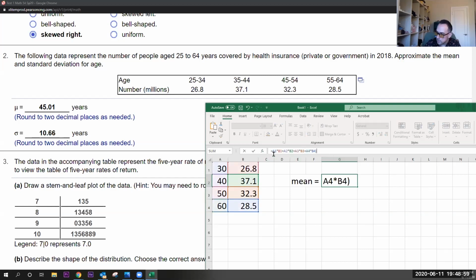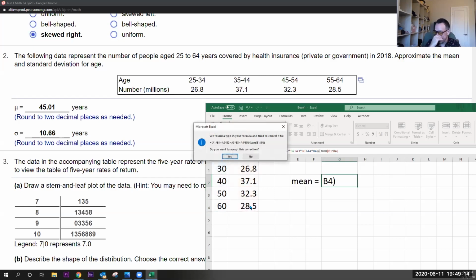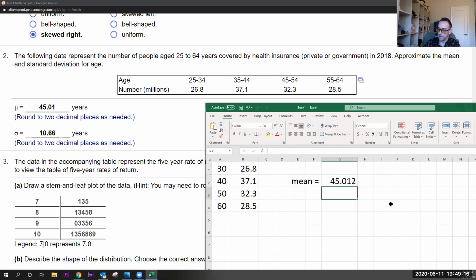If I do this, oh wait, how come I get the sum? Would it be divided by all the frequencies added together again? Yeah. It's divided by the sum of the frequencies, right? That should give it, right? 45.012? Yeah. Or you can just put them in L1 and L2 and then just do one-variable stats, L1 comma L2, right? You can do that too.